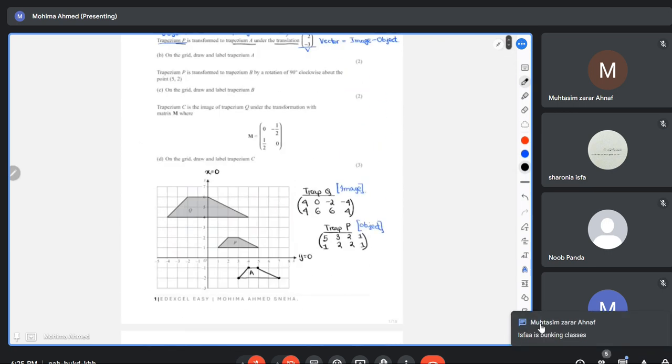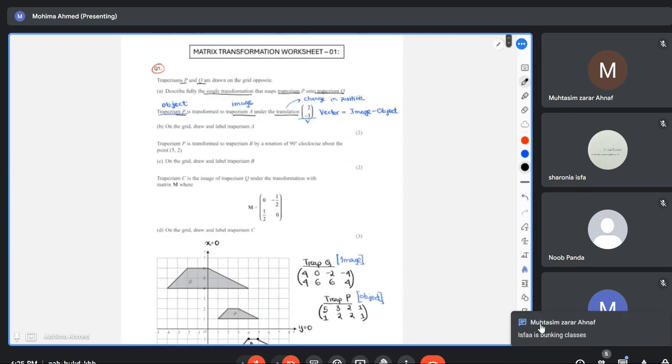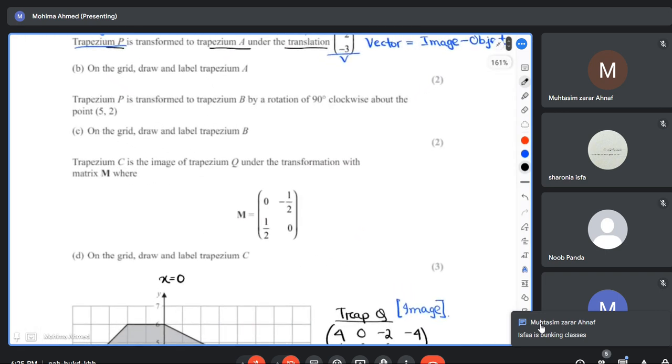We'll move on to part C. I truly believe that too, Anna. I'm with you. Okay, now it says that trapezium P is transformed to trapezium B under a rotation of 90 degrees clockwise about the point (5, 2). On the grid, draw and label trapezium B.